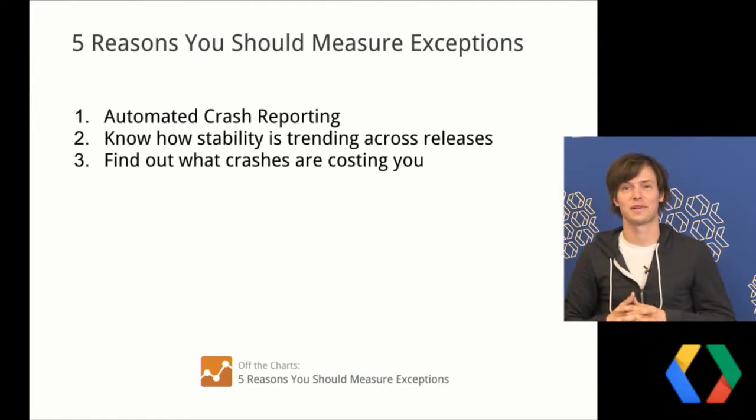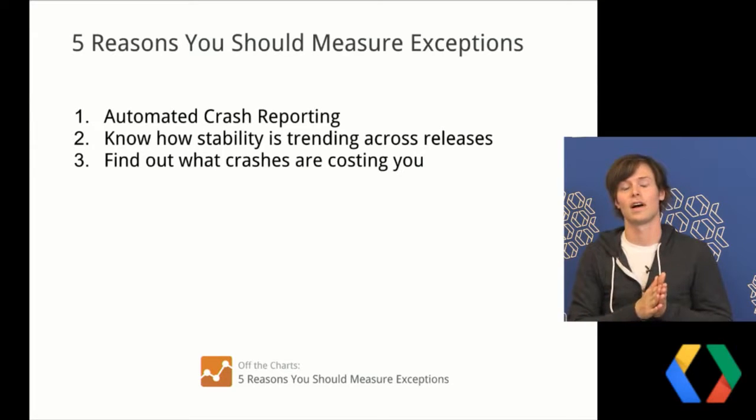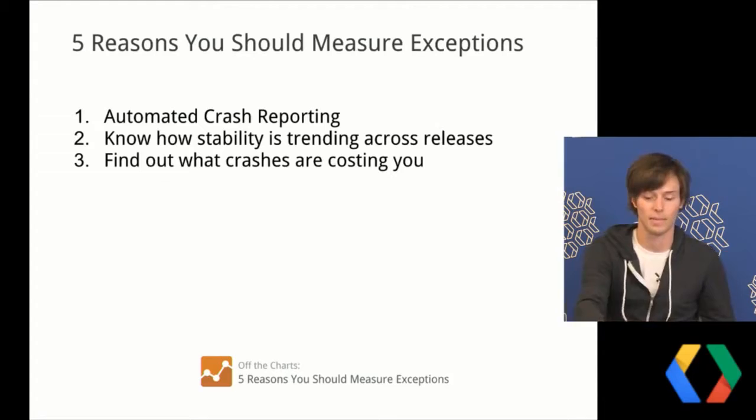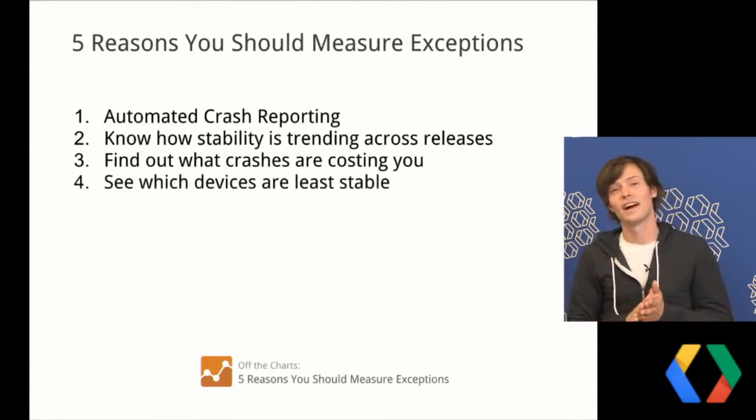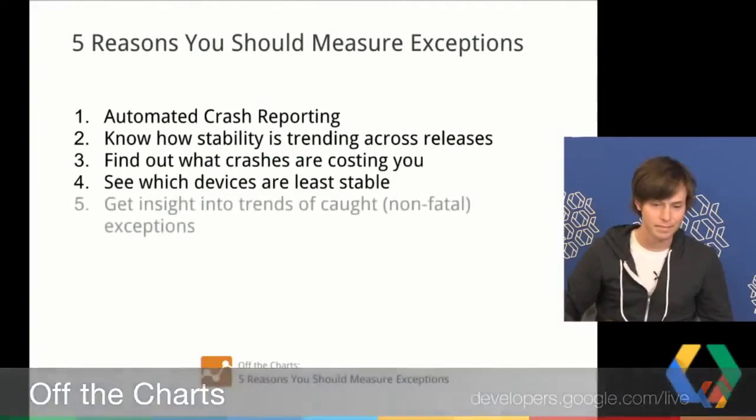Number 3, find out what crashes are costing you. And again, I think this one's really cool. You can create segments for particular crashes and compare them to sessions in which that crash didn't occur to get a sense of what the impact is on user engagement metrics, but also on your e-commerce and in-app payments as well. Number 4, seeing which devices are least stable. And this one, again, was really important for Android users who have to deal with a wide variety of devices, and they won't always be able to test on all of them. So this is pretty cool as well.